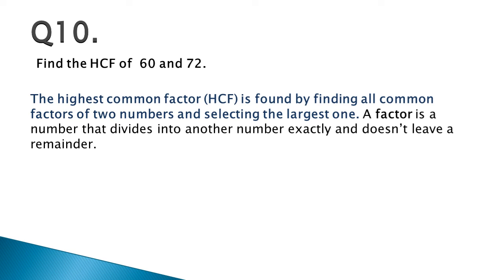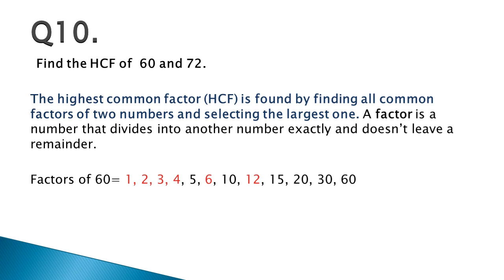In the next question, it says find the HCF of 60 and 72. HCF, the highest common factor, is found by finding all common factors of two numbers, or three numbers, or however many numbers you're asked to find the HCF of, and selecting the largest one. And a factor is a number that divides into another number exactly, without a remainder.